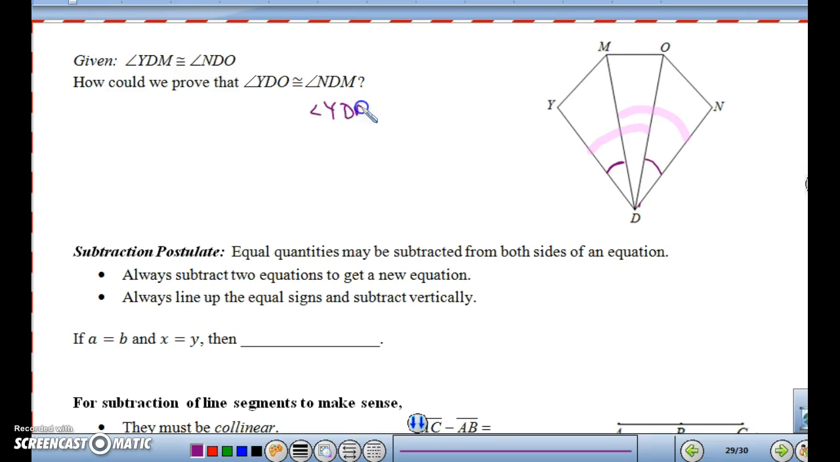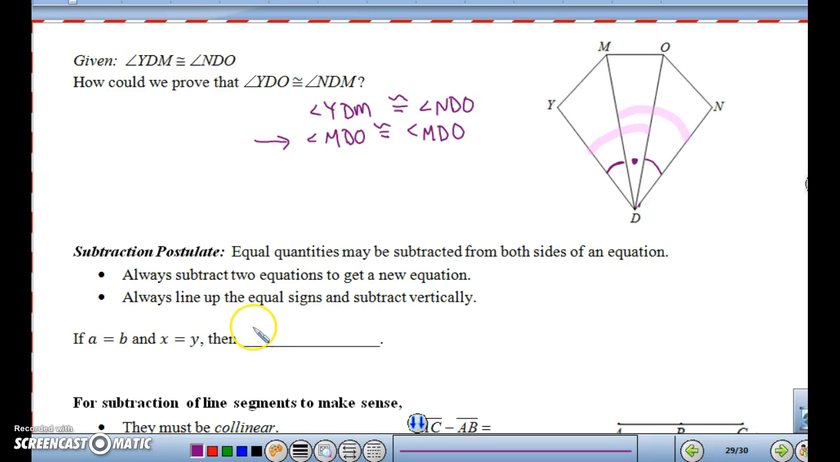Well, let's take a look. We know that YDM is congruent to NDO. That's given. That says so right there. Now, if I want this angle right here, I'm missing this part right here. What angle is that? That's angle MDO right there. Now if I look over here at this angle, I want this angle here. I'm also missing MDO. What property did I just show right here? What property is this?